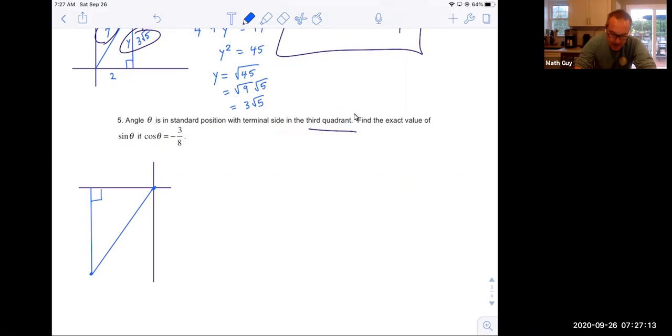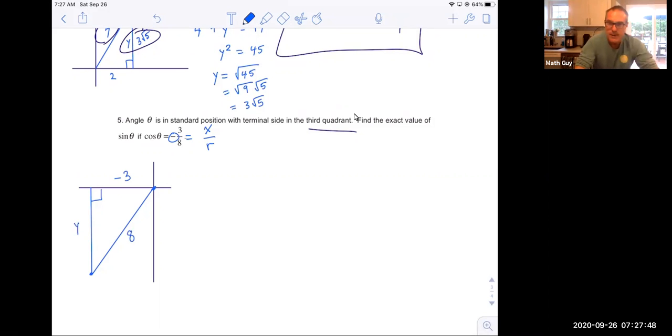So it says, find the value of sine theta if cosine is -3/8. So what do I got to do? In my head, I'm thinking, well, cosine is x over r, right? You see a negative. The negative always goes with the x or y, guys. You can't have a negative radius, right? A radius has to be a positive length, right? So x, I realize the x, -3 is a length, but it's to the left. So the x coordinate's -3. The radius is 8.